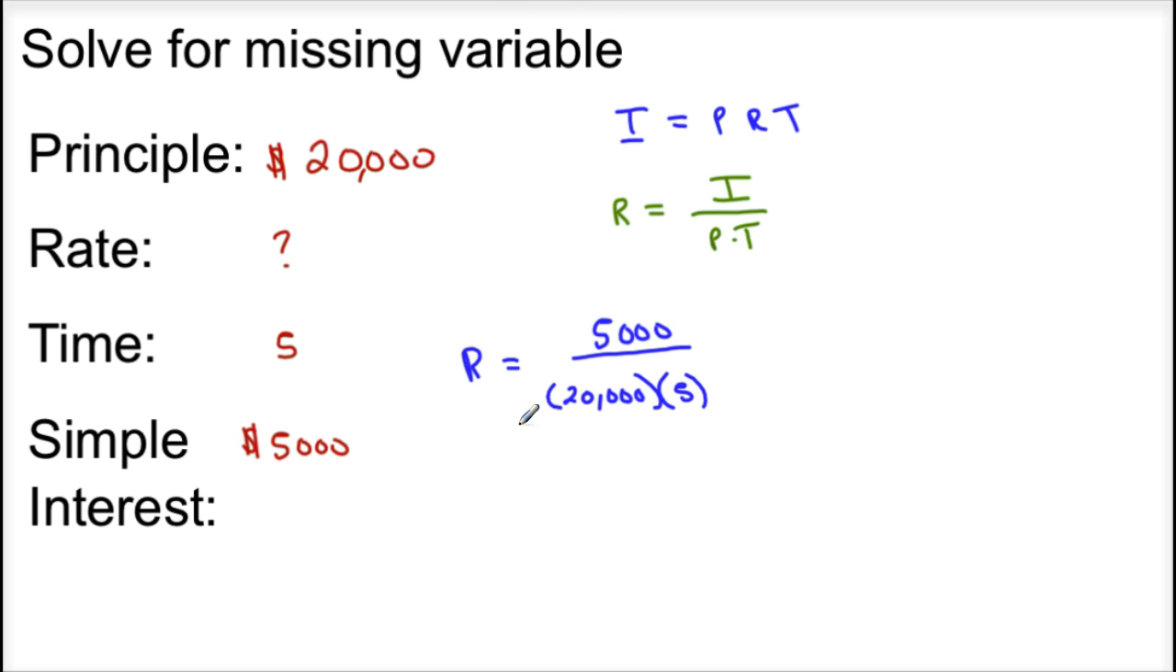So this formula will give us the rate once we plug these numbers in. So if we do 5,000 divided by 20,000 times 5, we should get an answer of 0.05. Now since I'm asking for the rate, I should take this one more step further and turn 0.05 into a percent. Move your decimal over 1, 2. We can say the interest rate is 5%.